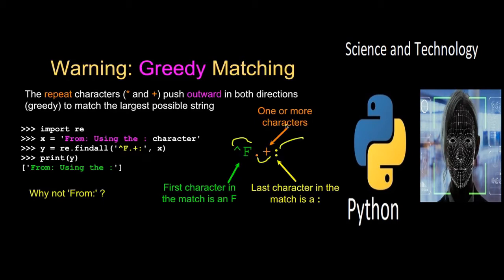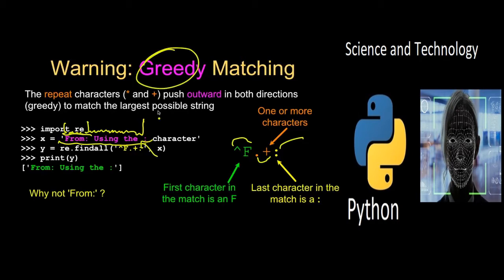So that's my little stamp, that's my template. It starts with an F, good. Then one or more characters, and then a colon. So that could be "From:" and that would match. But look, I've got another colon here, and this is just continuing on with one or more characters. So the question is, do we get this part or this part? And the answer is, with greedy matching, we get the larger of the two.